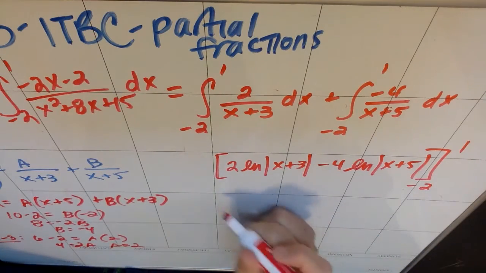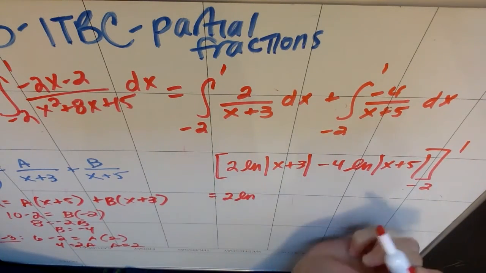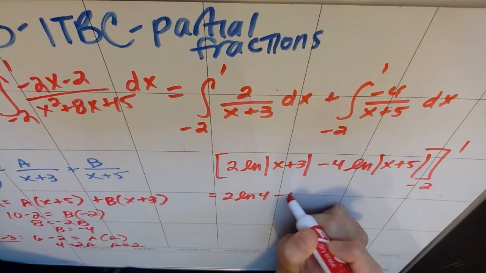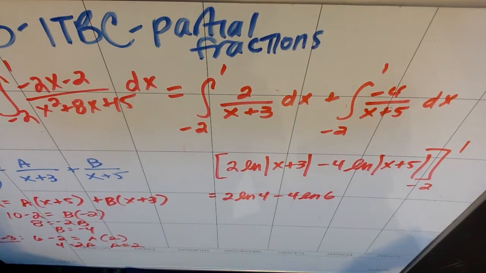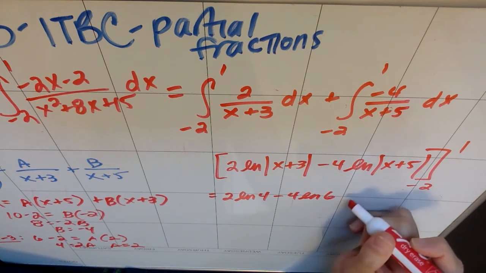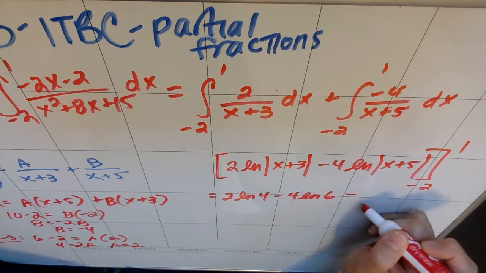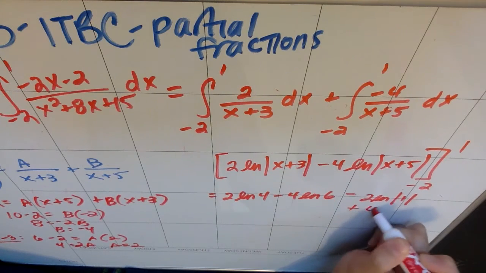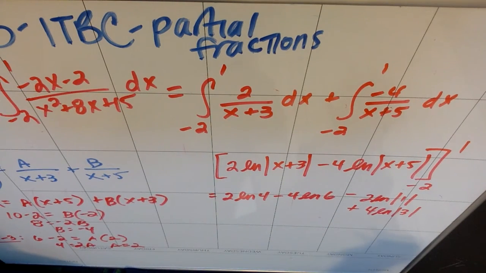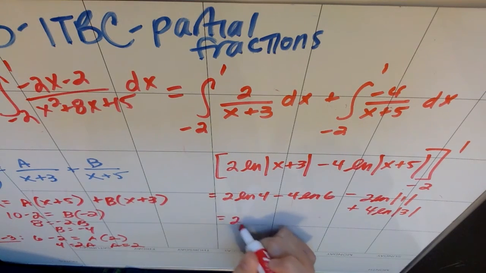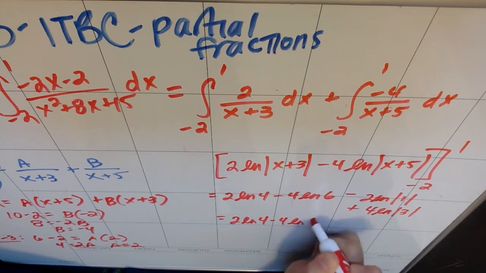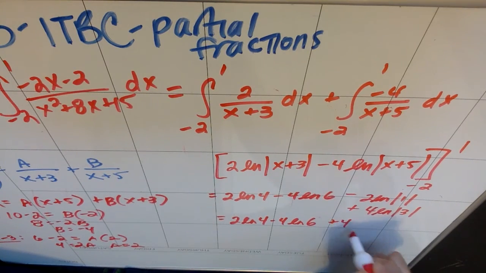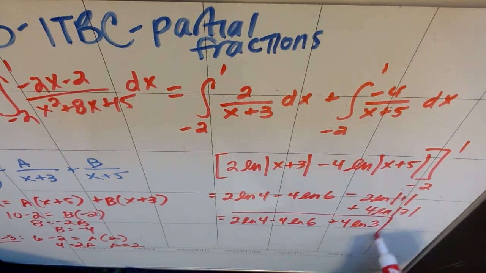So when I plug in 1, I'll get a 4, so 2 natural log of 4 minus 4 natural log of 6. Sorry, I just noticed that I added wrong on the answers. Then minus 2 natural log of the absolute value of 1, and then minus a negative, so it'll be plus 4 natural log of the absolute value of 3. So I get 2 natural log of 4 minus 4 natural log of 6. Natural log of 1 is 0, so it's gone, so I get plus 4 natural log of 3, and that right there would be my answer.